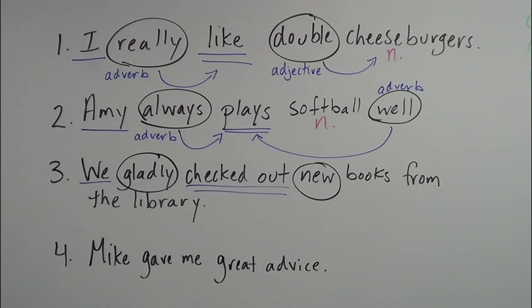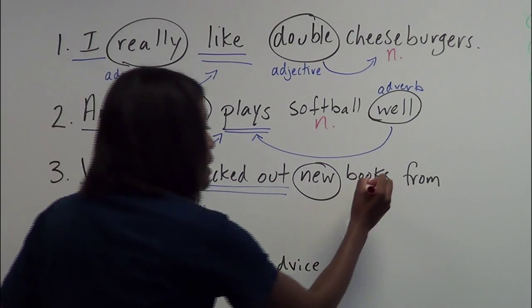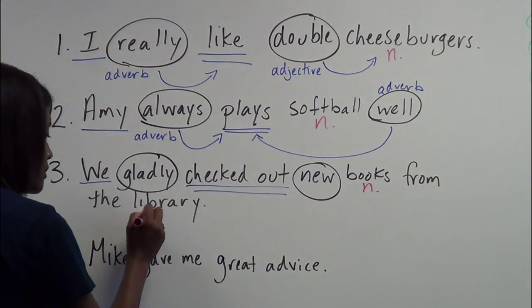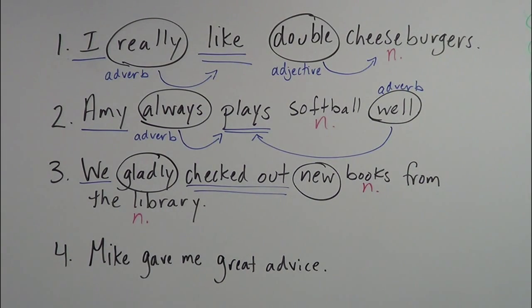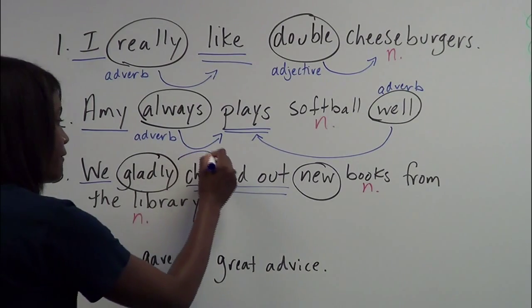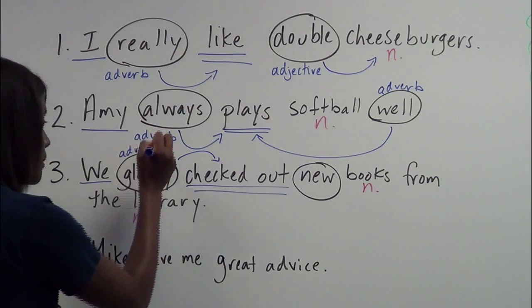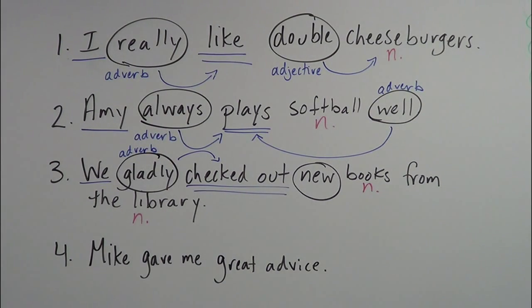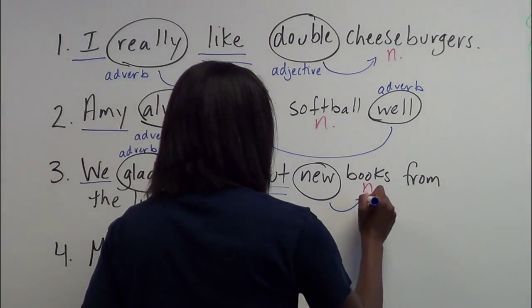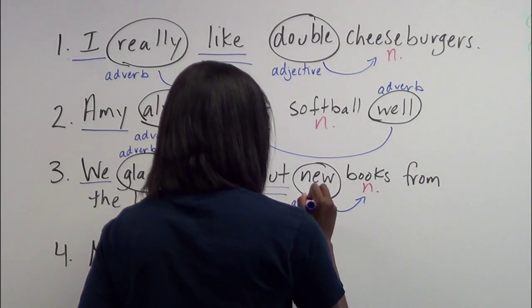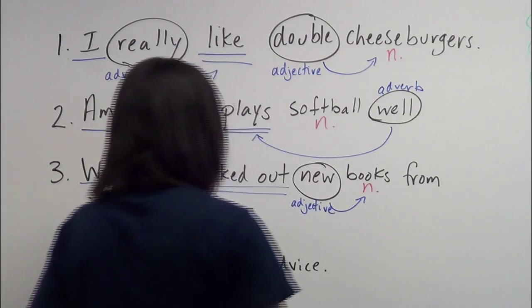And then when it comes to books and also library, these are nouns. So I'll just put N's underneath those. Okay, so gladly, we gladly checked out new books from the library. Gladly is modifying the verb checked out, so gladly is going to be an adverb. New is describing the books, so new is going to be an adjective since books is a noun.